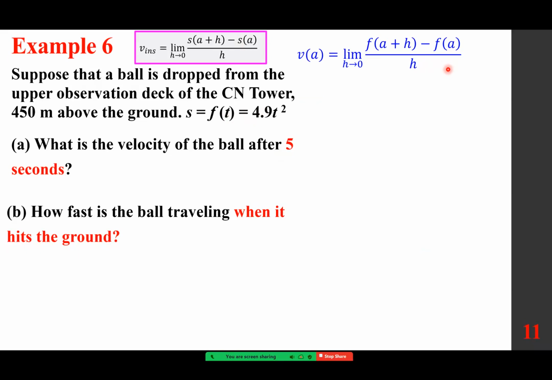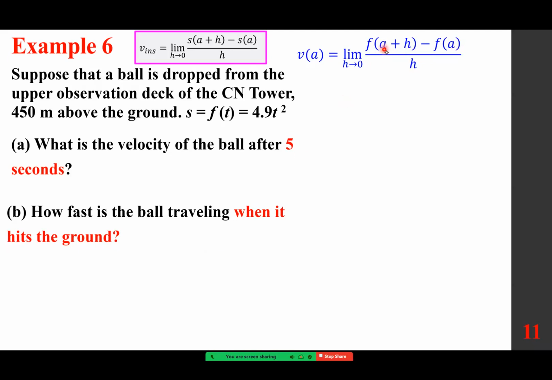Now, for part A, I should replace the a with 5. Go through the process of limit and find it. For part B, first I have to figure out what is the time, and there is a way I'll show you later on. After I figure out the time, then I have to go through the same process and replace the a with this new time. So that looks redundant. That's a lot of work. Instead of changing the a to 5, I'm not going to change it. I'm going to keep it as a.